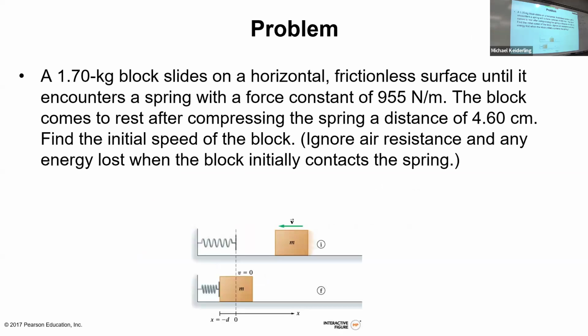So here we have a problem with the spring. We have a 1.7 kilogram block sliding on a horizontal frictionless surface until it encounters a spring with a force constant of 955 newtons per meter. The block comes to rest after compressing the spring a distance of 4.6 centimeters. Find the initial speed of the block. Initially, you just have kinetic energy, and at the end, all that kinetic energy has been converted into potential energy of the spring.